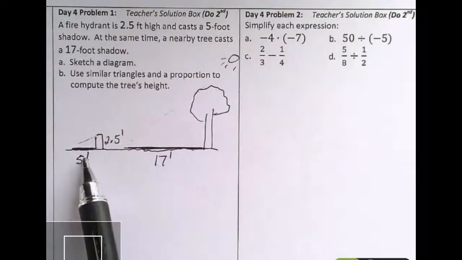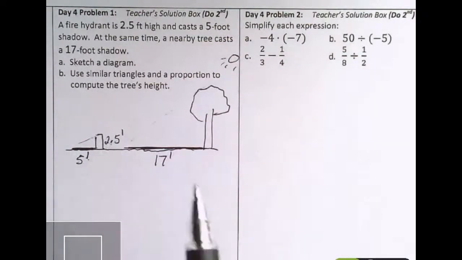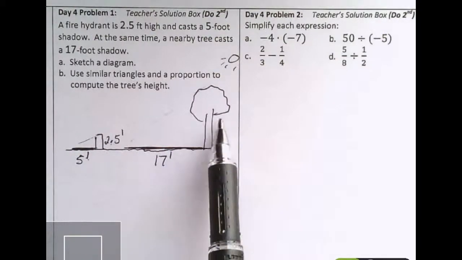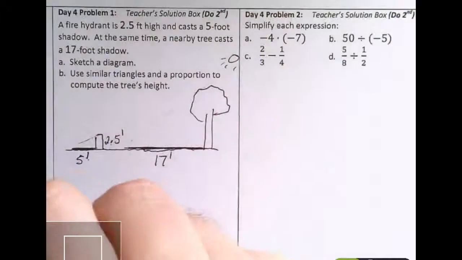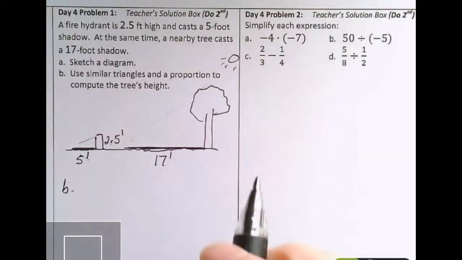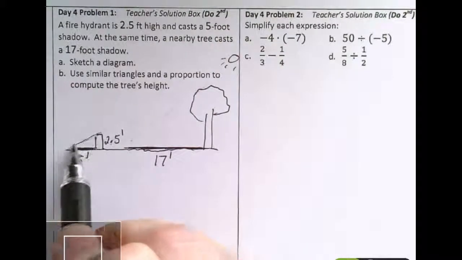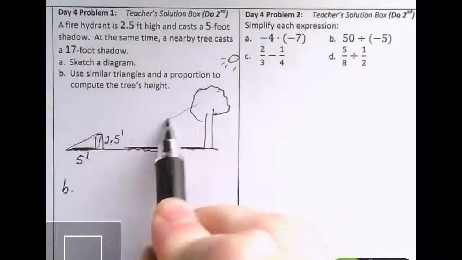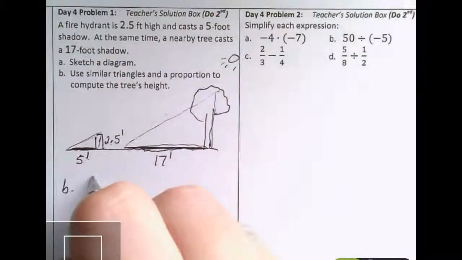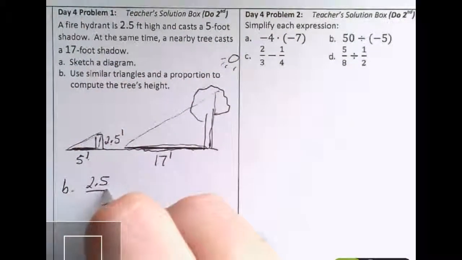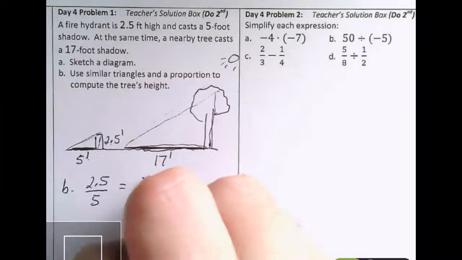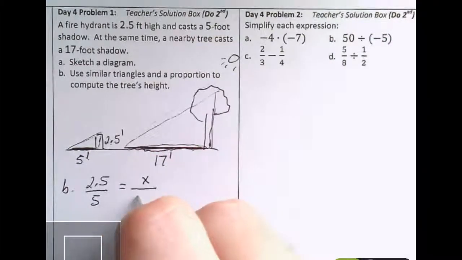Again, remember that the shadow of the hydrant is twice as long as what the hydrant is tall, and so the shadow of the tree will be twice as much as the height of the tree. That's the work that we're going to do in part B to find the height of the tree. So similar triangles. There is a triangle located here at the hydrant and a similar shaped triangle located at the tree. The height of the hydrant can be compared to the length of its shadow, as the height of the tree can be compared to the length of its shadow.